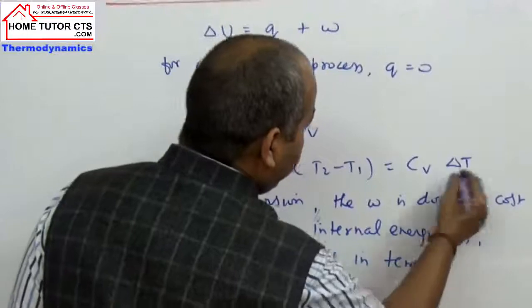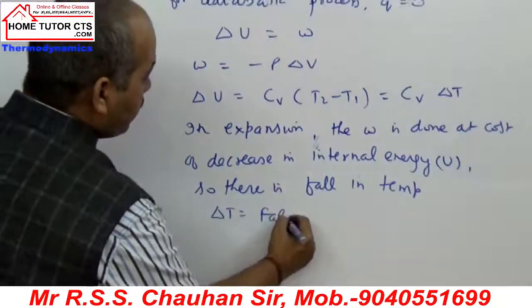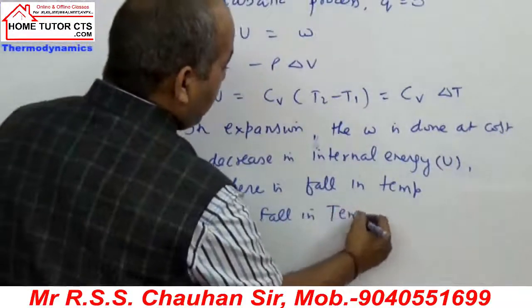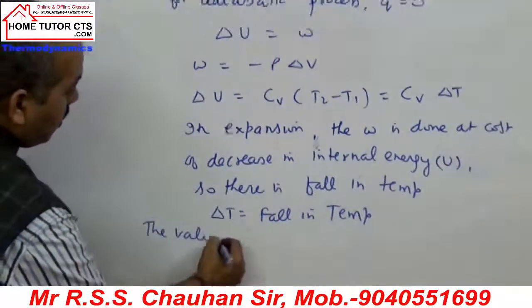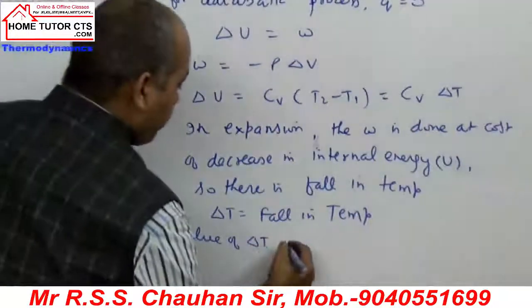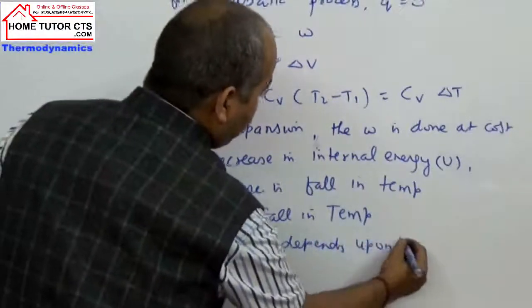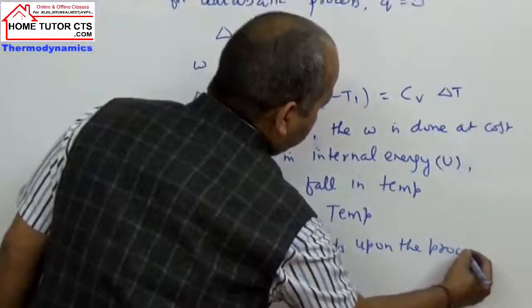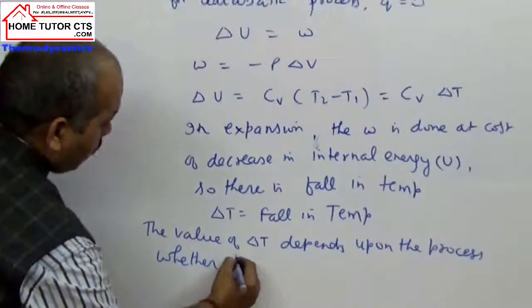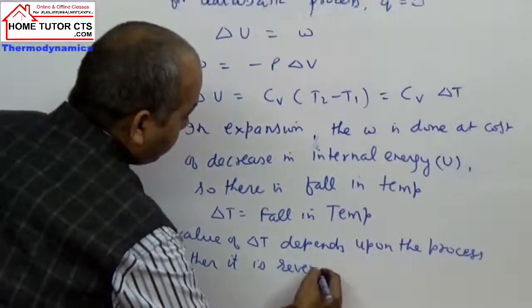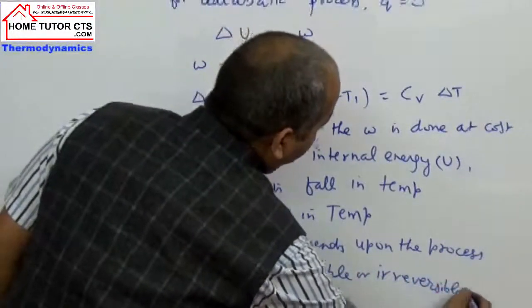This delta T is what we can write here. Delta T is fall in temperature. Delta T can be taken as fall in temperature in expansion, and this delta T depends upon the process, whether it is reversible or irreversible.